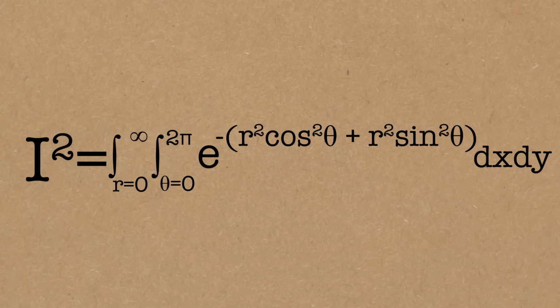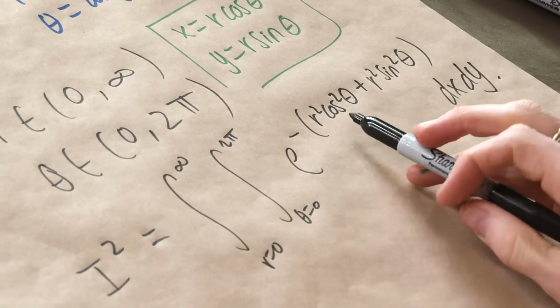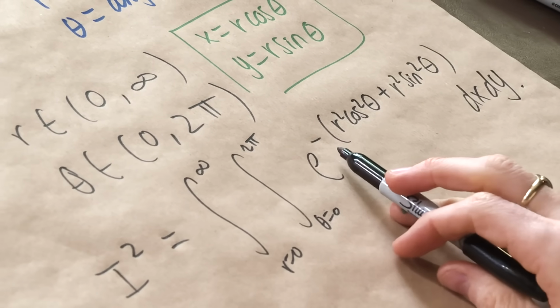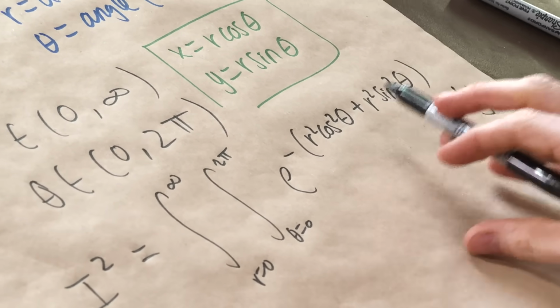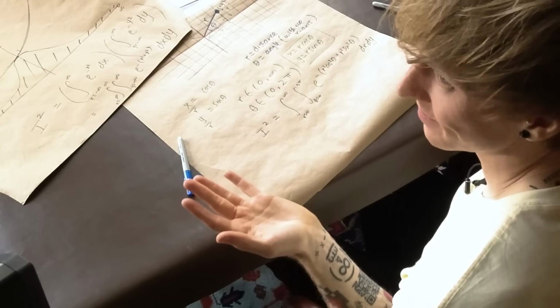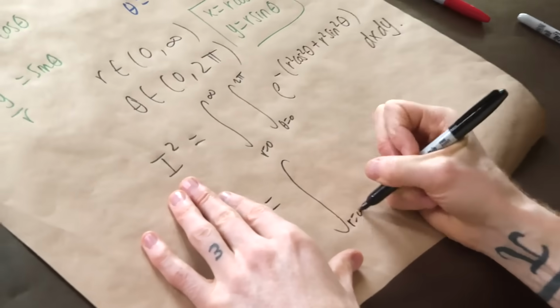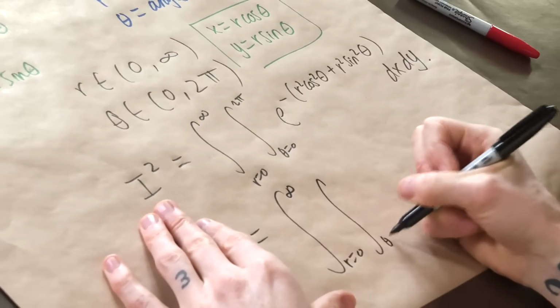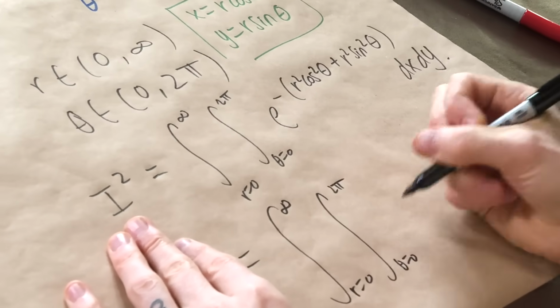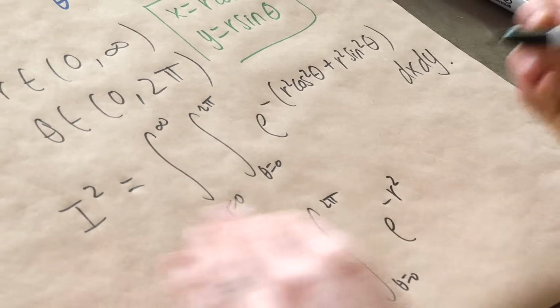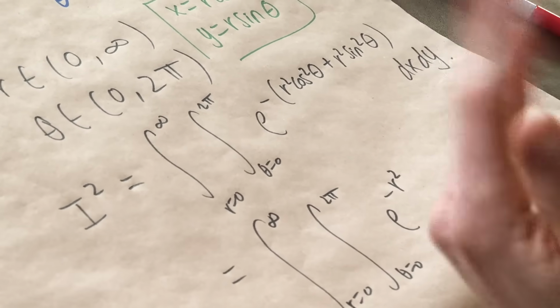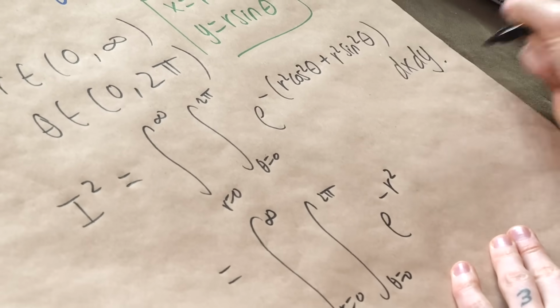I'll come back to that in a moment because there's something going on there. But now we've got an r squared term we can pull out of the bracket, and you've got cos squared plus sine squared, which is 1. Classic trig identity. So what we've really got here is r goes from 0 to infinity, theta goes from 0 to 2 pi, e to the minus r squared times cos squared plus sine squared, which is always 1. And then we still have this dx dy term.